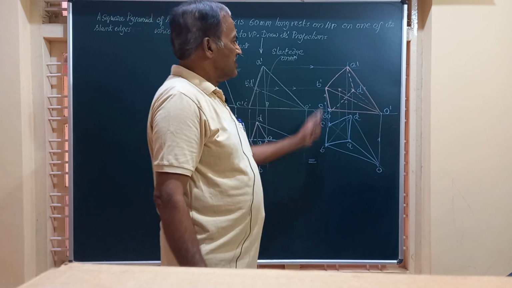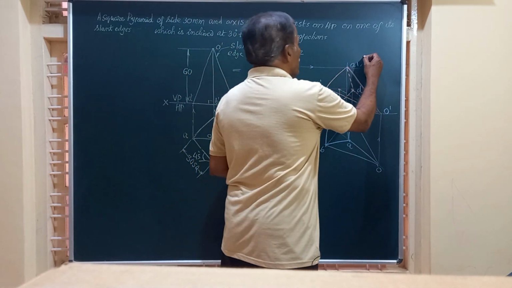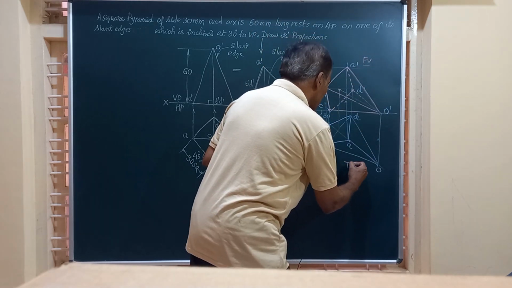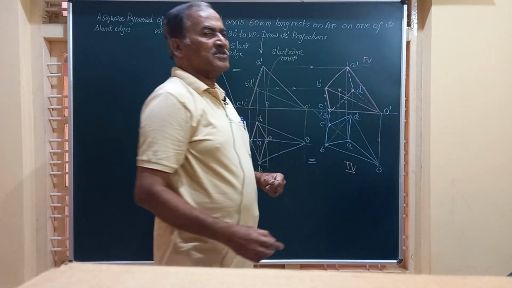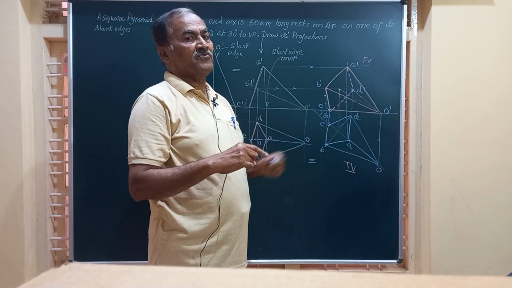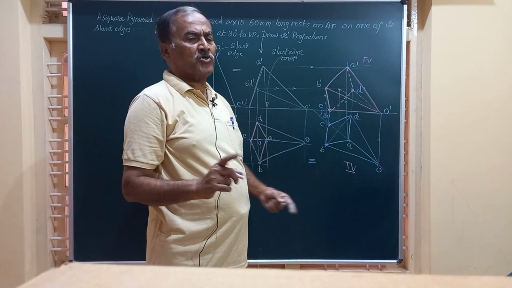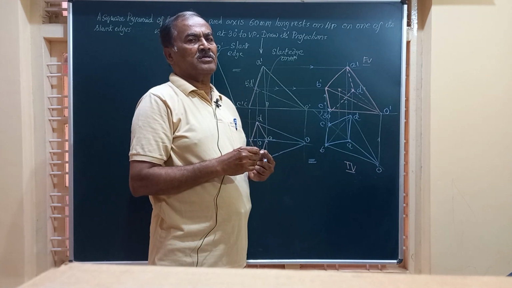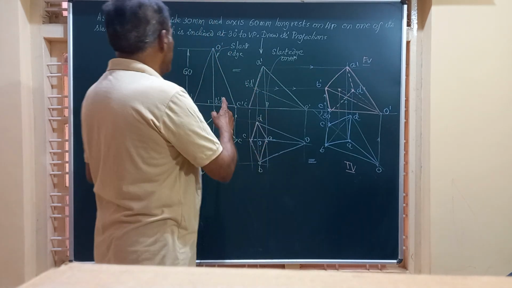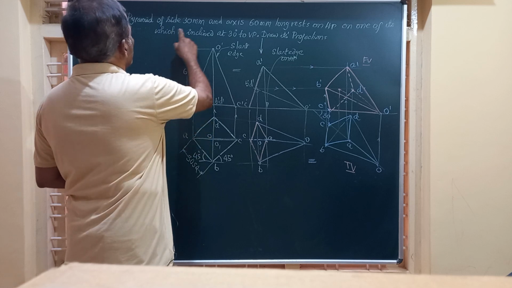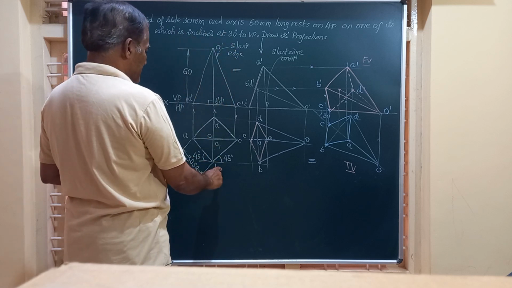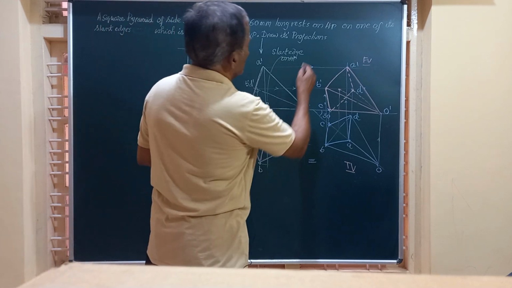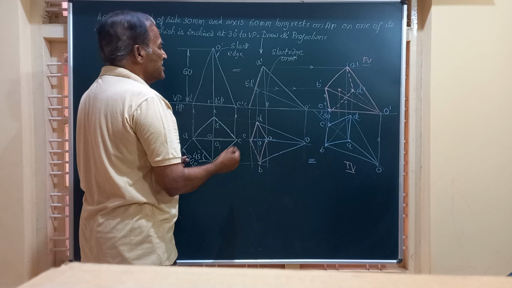Friends, I hope the presentation was interesting, and before we conclude, we will have to check whether the solution we have got finally, that is the final front view and top view, satisfy all the requirements of the question. So let's go back to stage 1. Friends, here you can see the pyramid of sides 30 and height 60 is resting on one of its slant edges on HP.